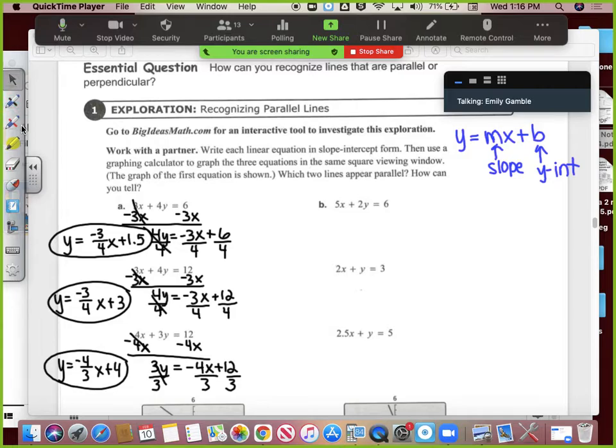So what this is asking us to do is first rewrite all of these equations in slope-intercept form. I'm going to do these first 3 because these are the 3 we're analyzing, and then we're going to use the graphing calculator, and then I'll come back to the next 3. So it's asking us to use a graphing calculator to graph these 3 equations in the same viewing window.